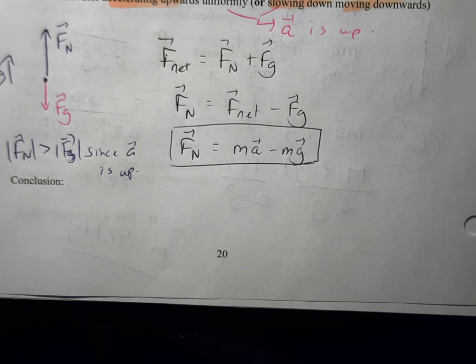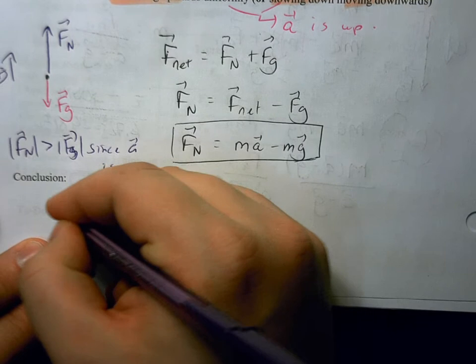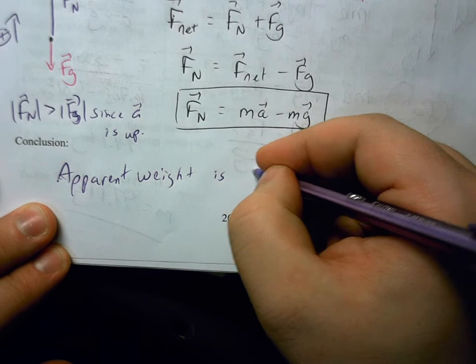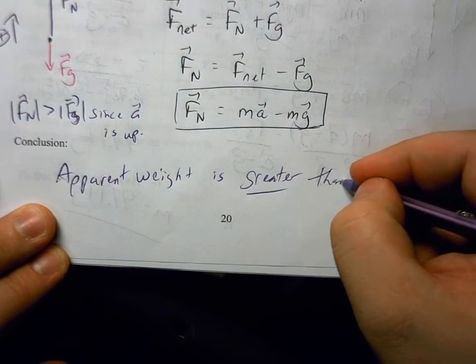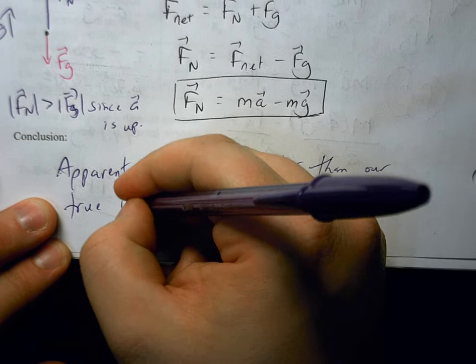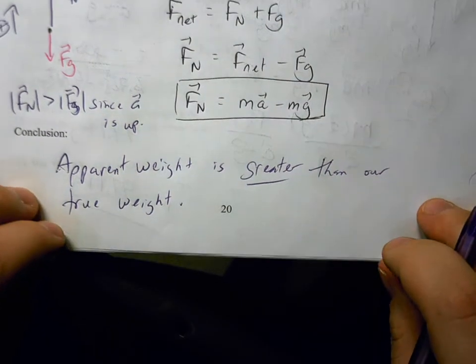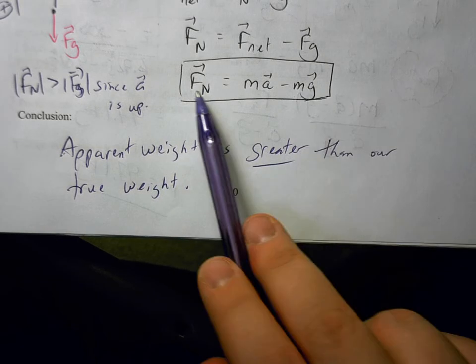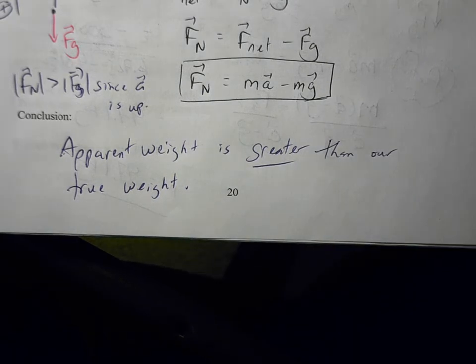If Fn is increasing, what this is telling us is that our apparent weight is going to be greater than our true weight. And for this one, you have to be really careful with the signs. So in this context, Fn is going to be larger than Fg. So because Fn is larger than Fg, our apparent weight is going to be greater. What we mean by this is we feel like we're heavier when we're accelerating upwards, but we're not actually heavier. We just feel that way.